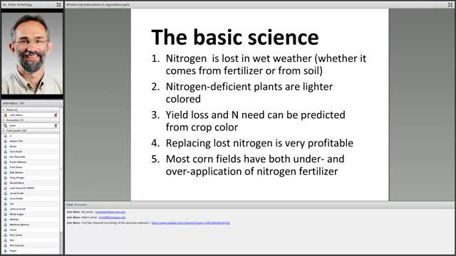When you're looking at a loss situation, replacing that lost nitrogen is very profitable, but if you replace nitrogen that wasn't lost, you spent on an input that's not going to return. And finally, most cornfields have both under and over application of nitrogen fertilizer because they're getting a flat rate when the need is anything but flat. So I'll go through each of these to support it, but quite briefly.